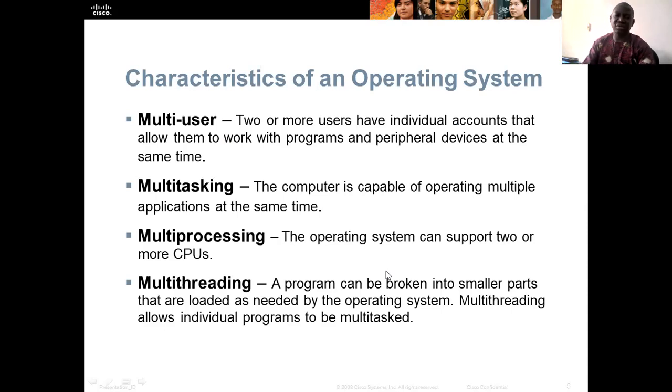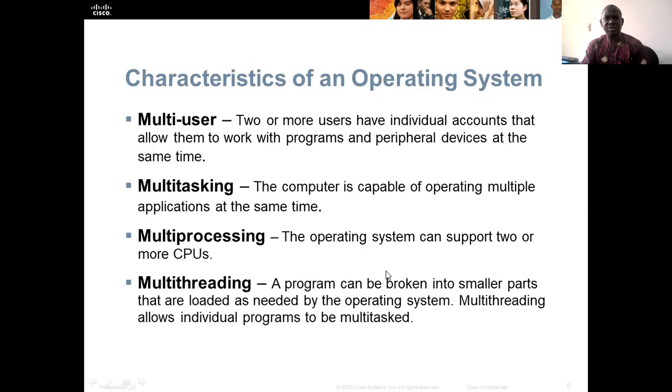What are the characteristics? Number one, we have multi-user. Number two, we have multitasking. Number three, we have multi-processing. Number four, we have multi-threading. These are characteristics that an operating system can have and manifest. So let's talk about multi-user. We talked about this in the previous lecture, but let's try to break it down.